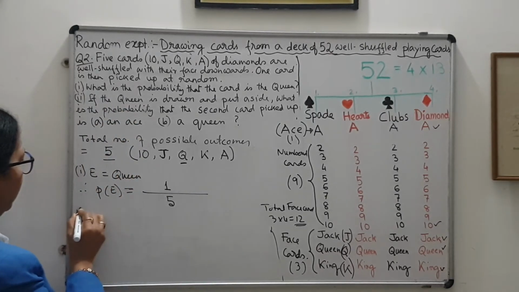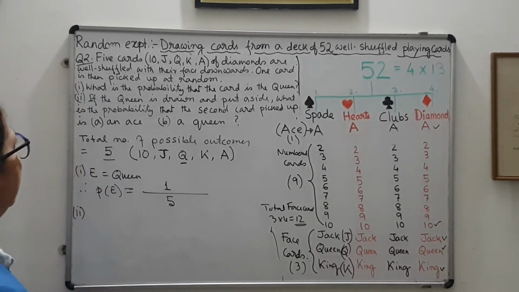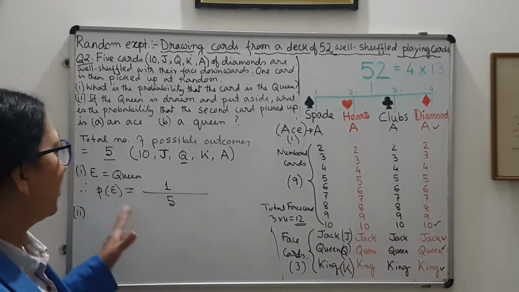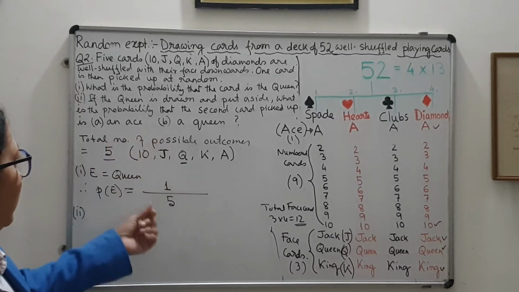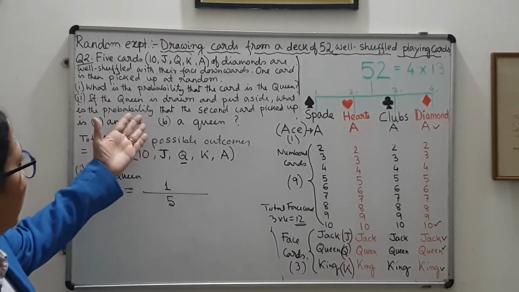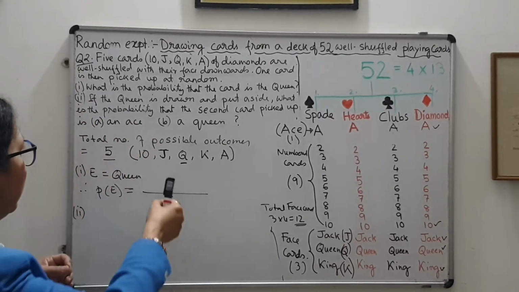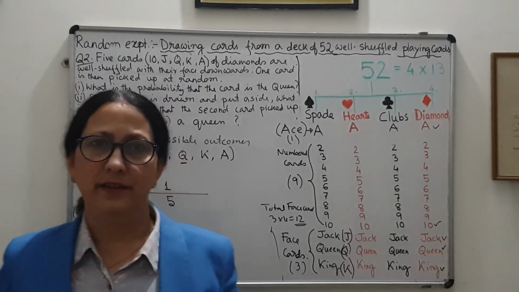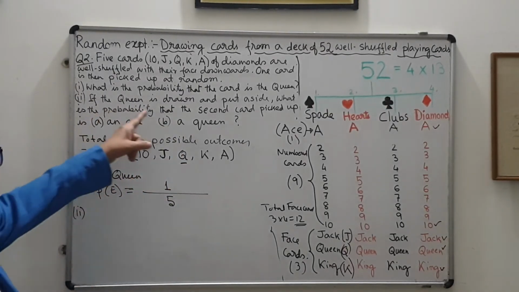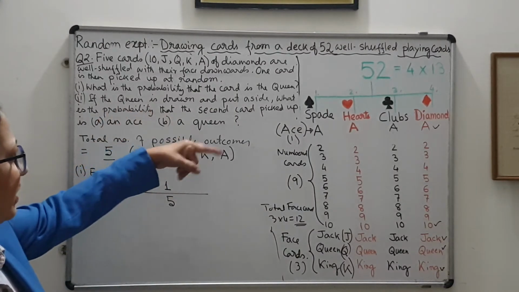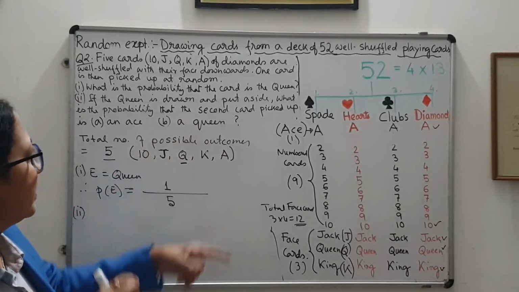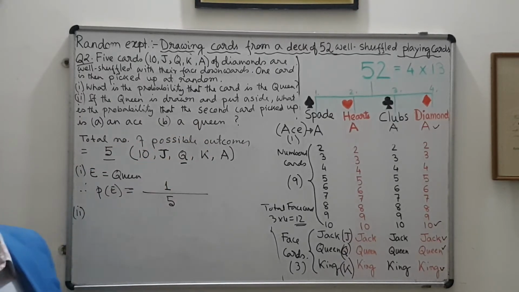Now the second part, if the Queen is drawn and put aside. Now it is telling us that this is without replacement. That means when I picked up the card, I will not put it back, I put it aside. Okay, so suppose the Queen is drawn and then it is kept aside, then what is the probability that the second card picked up is an Ace?